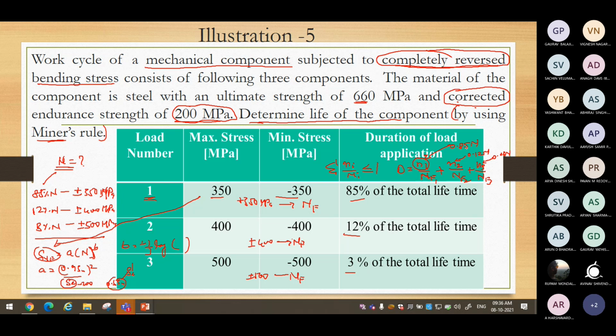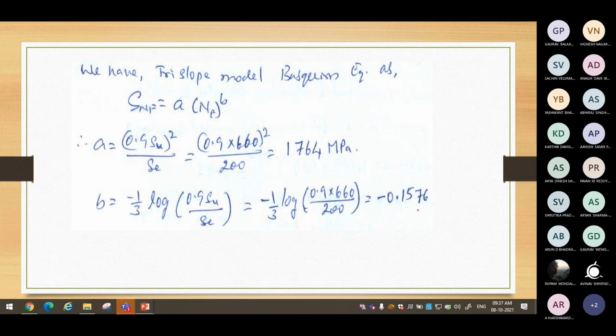Out of total life, 85% of the time you are applying plus or minus 350. Then, 12% of the time you are applying plus or minus 400, and then you are applying plus or minus 500. That is it. This is the solution for the entire problem. It's a quite simple problem. You have to just interpret in a straightforward manner. Let us look into the solution.